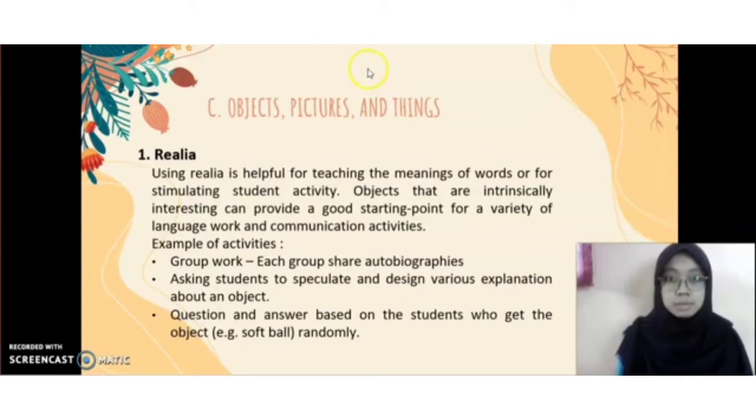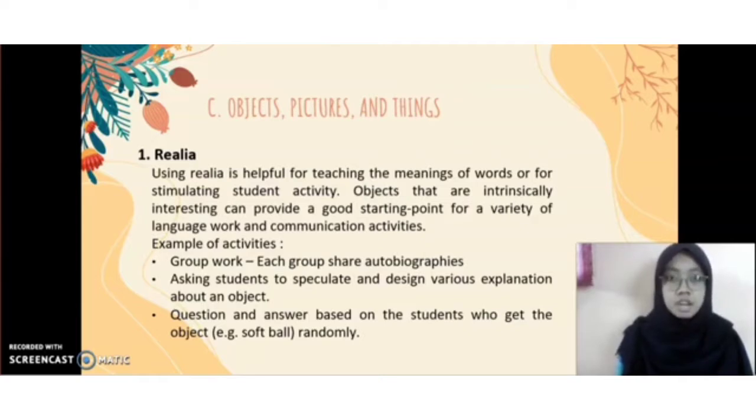Next is objects, pictures, and things. A range of objects, pictures, cards, and other things such as questionnaire words can be used for presenting and manipulating language, and involving students in any activities. The first one is realia. Using realia is helpful for teaching the meaning of a word or for stimulating students' activity. Objects that are intrinsically interesting can provide a good starting point for a variety of language work and communication activities.